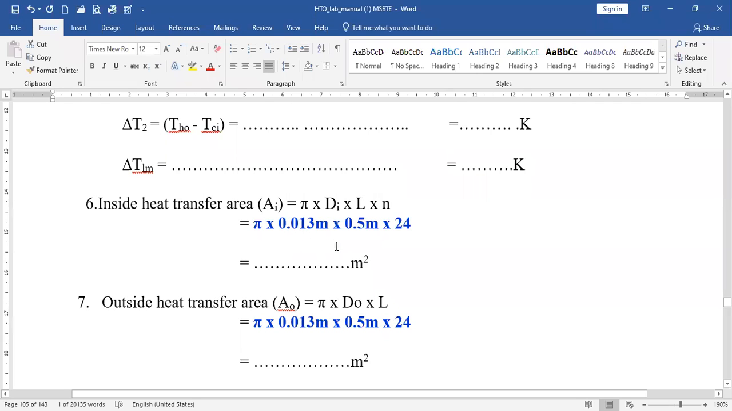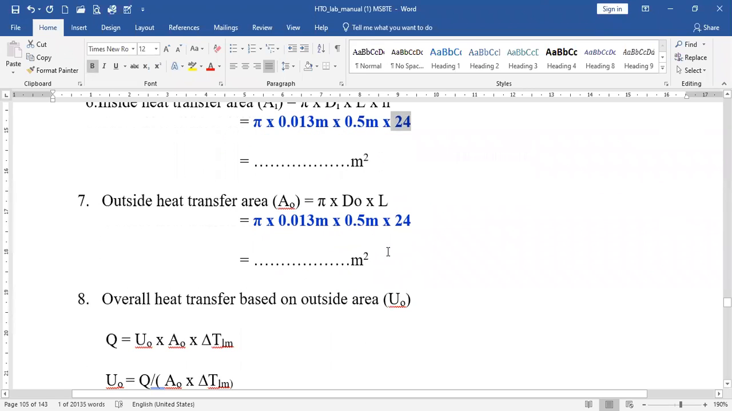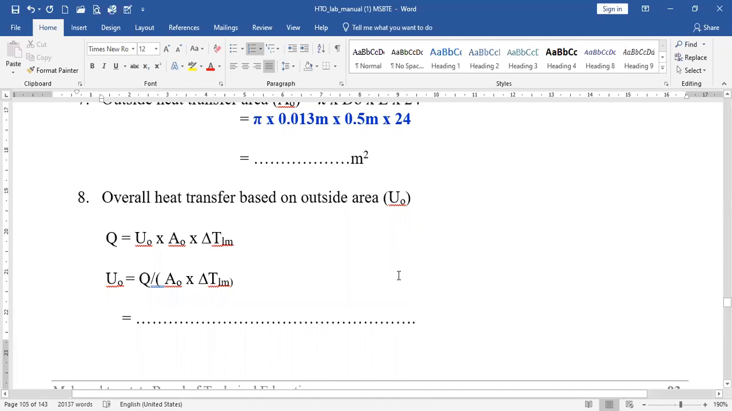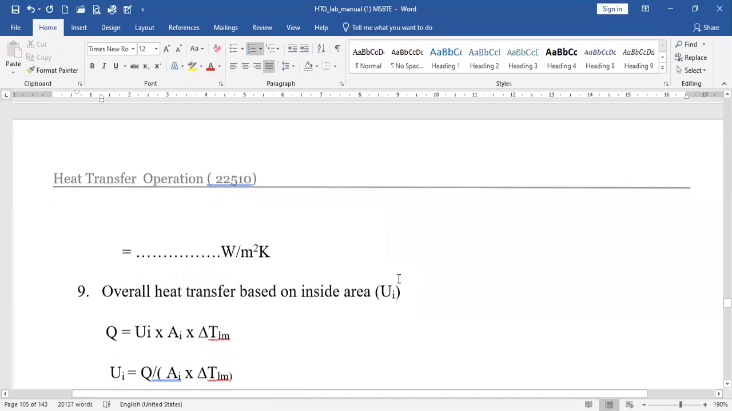So this is the area calculation, that is pi d l. Now the number of tubes is 24, that is why we have to multiply this area by 24 to get the overall heat transfer area, because this pi d l calculation only gives the area of a single tube. Now the outside area is again pi d l, but into 24, because 24 tubes are there. Then we can put these values in this formula and we can get the capital U.